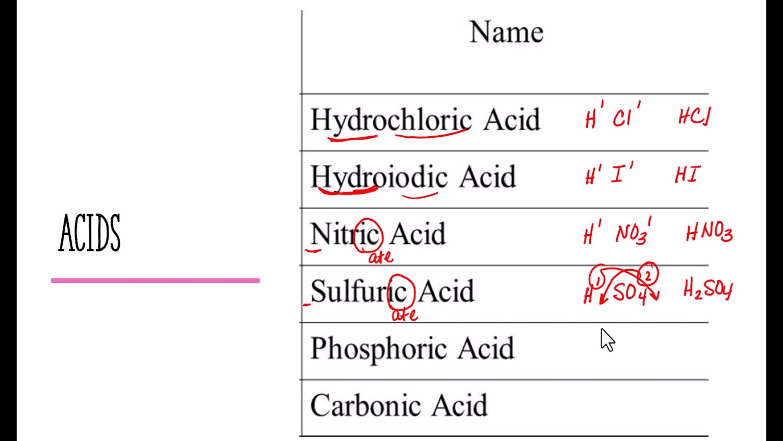Phosphoric acid, again, starts with a hydrogen, charge of 1. No hydro. It's ic, so this is ate. This is phosphate. Phosphate is a polyatomic, PO4, 3 minus. Cannot reduce, so I crisscross down. So this is H3PO4. Carbonic acid, again, is going to start with a hydrogen. No hydro, so it's ic, so this is ate. This is carbonate, which is CO3, 2 minus, crisscross down.